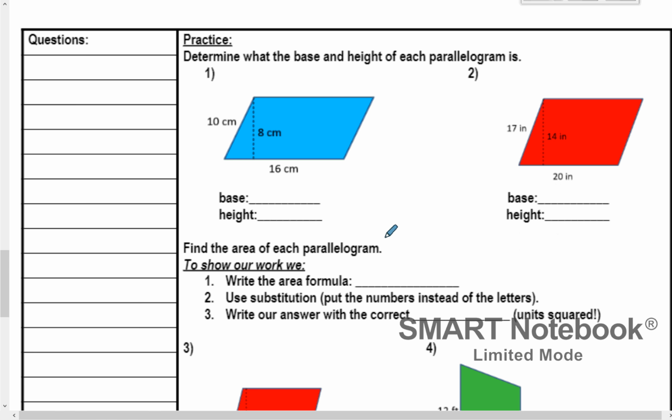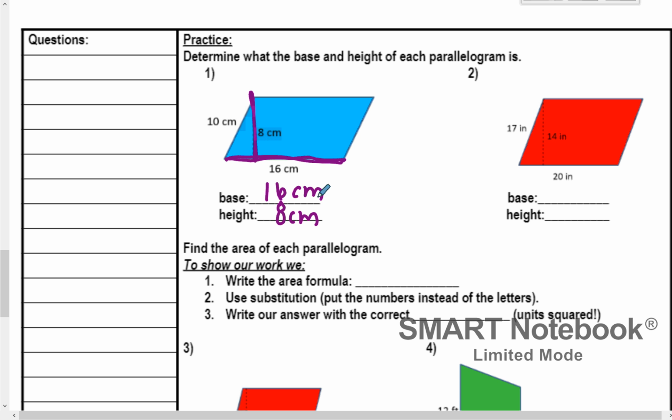Here we're going to practice deciding what is a base and a height, because here we have 3 measurements and we only need 2 of them. We only need the base and the height. The base is going to be one of the sides of the parallelogram. So our options here for the base are 16 or 10. That base is going to be the base that the height is connected to. Well, the height is straight up and down, from one base to another. So the height is 8 centimeters. The base is 16 centimeters.